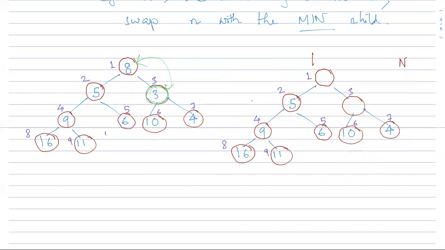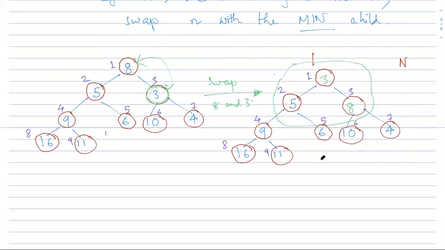So after swapping, this is swap 8 and 3. So we get 3 here, 8 here. Okay. So at this point, as far as this section is concerned, the heap order property is respected.